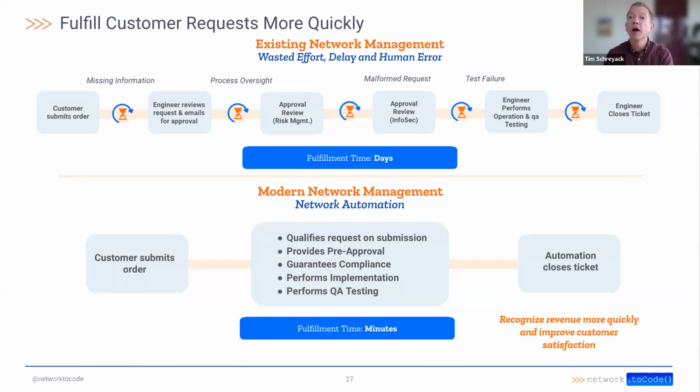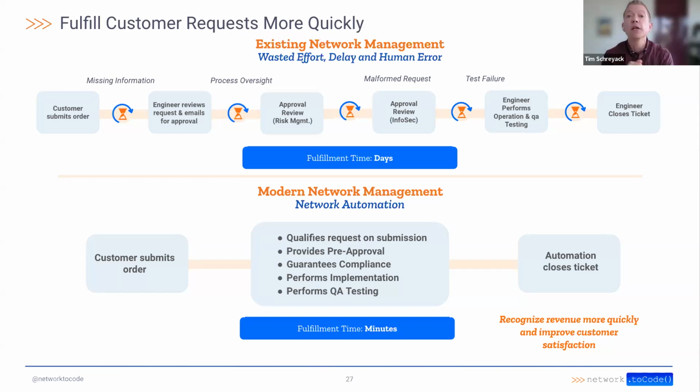We can potentially provide a pre-approval where we understand this type of request falls within our whitelisted change, and therefore we said we don't need to go get individual approvals. This has already been pre-approved. We can move right on through the process. We can ensure that it's going to be compliant with all of our standards. We can perform the implementation and the testing after the implementation to actually verify the change went correctly.